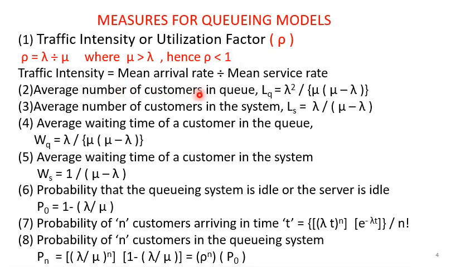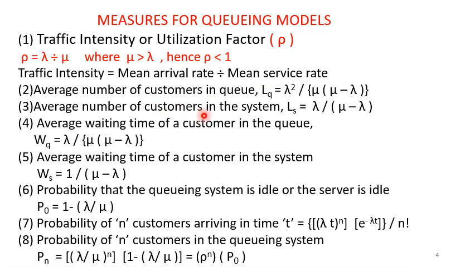Average number of customers in the queue. The next important measure is the length of the queue, that is, how many customers are there in the queue. That is given by LQ is equal to lambda square divided by mu into mu minus lambda. Again, lambda is the mean arrival rate and mu is the mean service rate. LQ is the length of the queue, or the average number of customers in the queue.